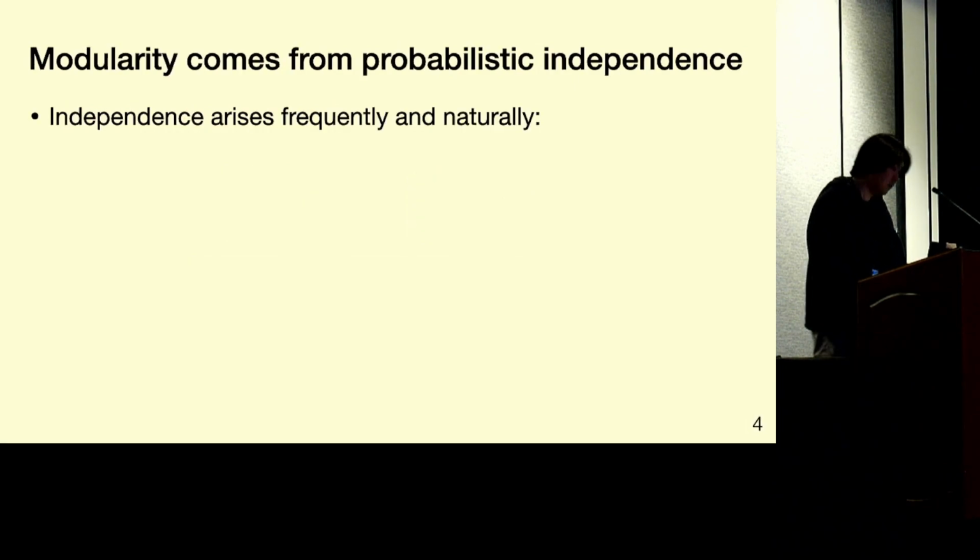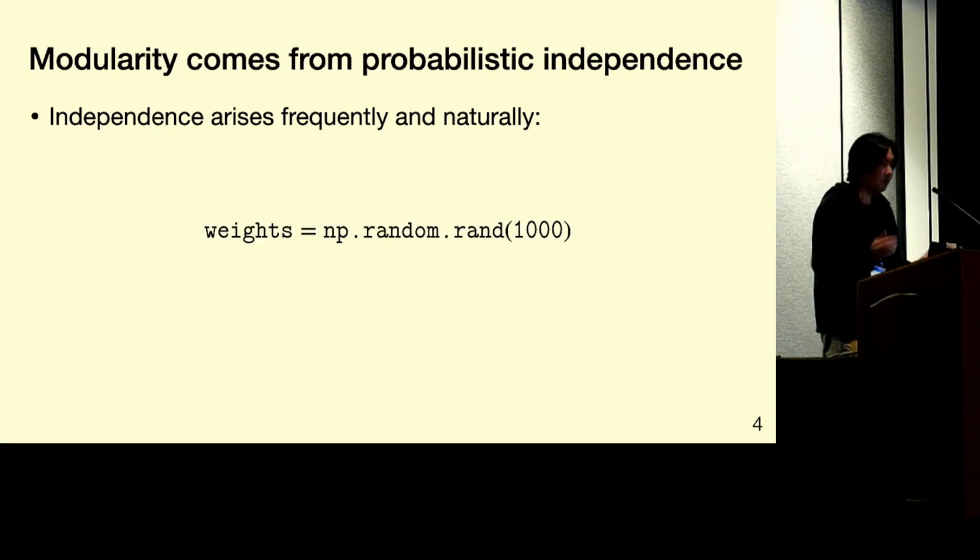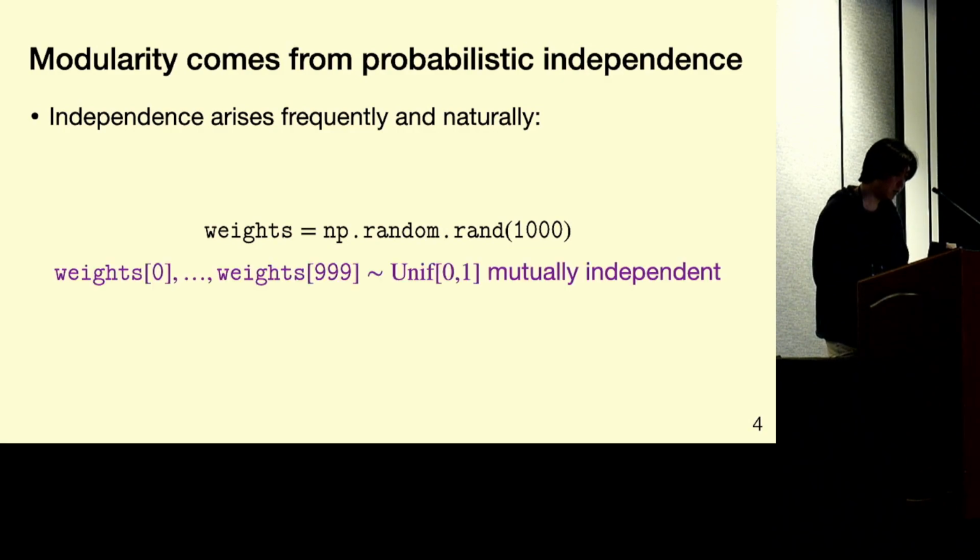And the idea is that we can exploit this phenomenon that occurs in probabilistic programs all the time, which is probabilistic independence. So probabilistic independence is this thing that arises frequently and naturally in probabilistic programs. And to convince you of this, I'm going to present 2 examples. So first, suppose you're making a neural network and you randomly initialize the weights of your model. Well, naturally what you're going to get is an array whose elements are independent random variables, right?